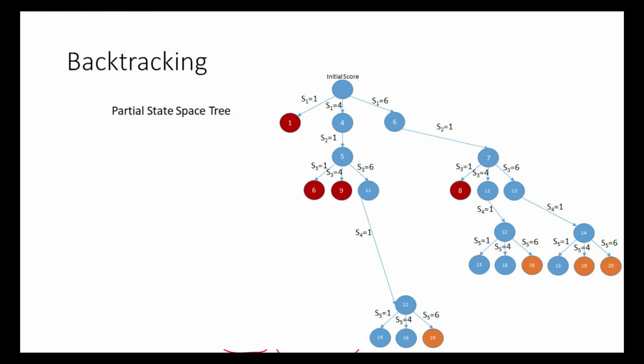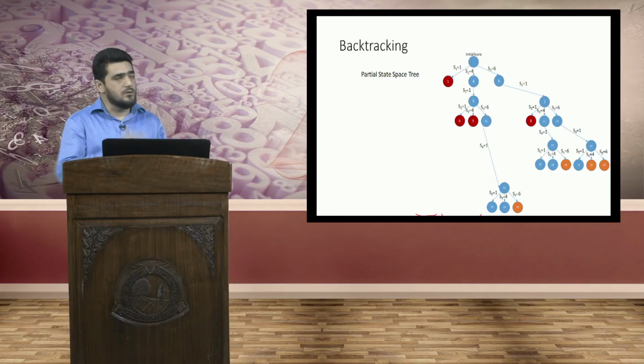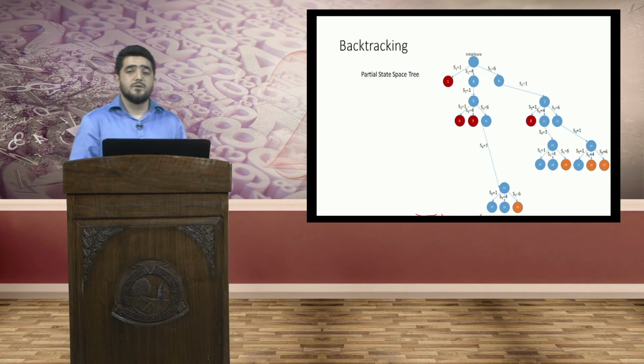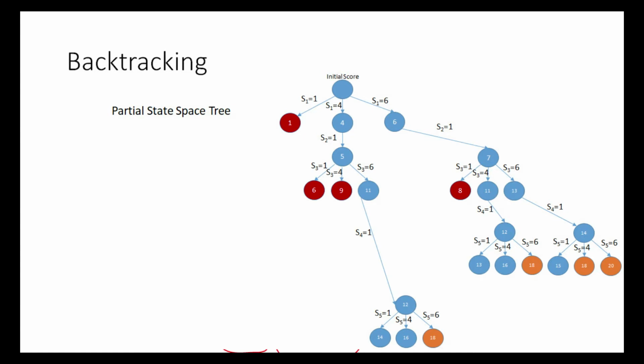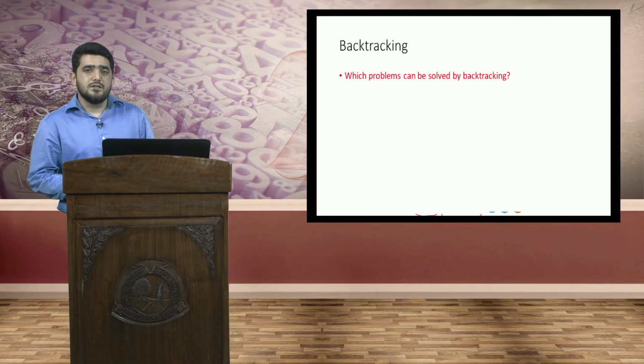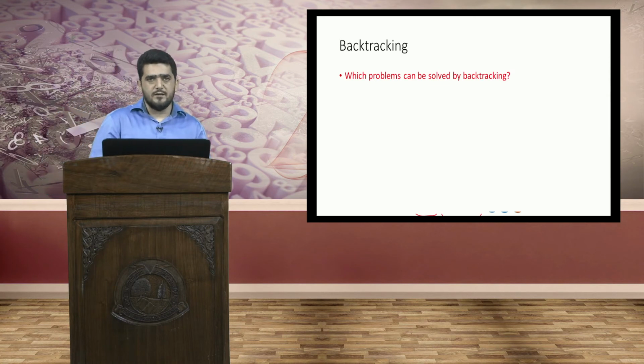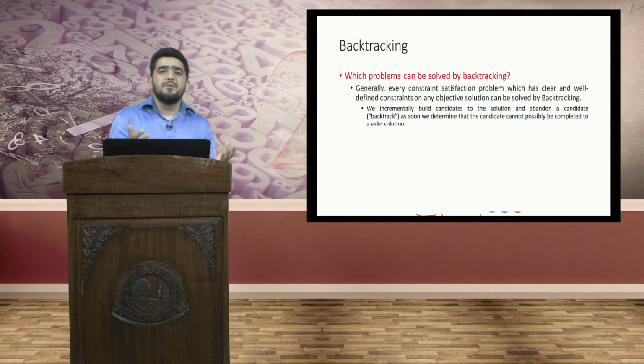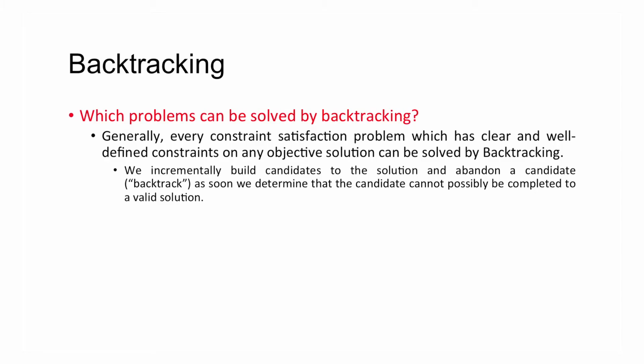Okay. So we'll see later on in a more standard example, although the example we talked about is not a standard one, but it is useful for making you understand the basic concept of backtracking, a state space tree, and how we can bound our solutions or stop expansion. The question is which problems can be solved using backtracking. On the slide you can see that generally every constraint satisfaction problem which has clear and well-defined constraints on any objective solution can be solved by backtracking.